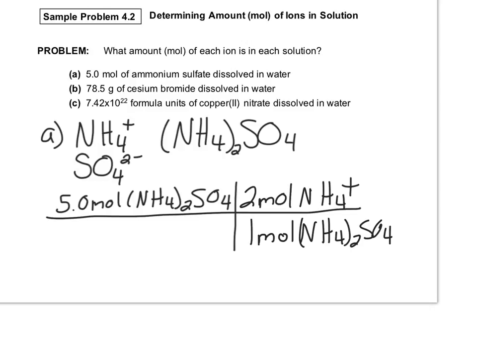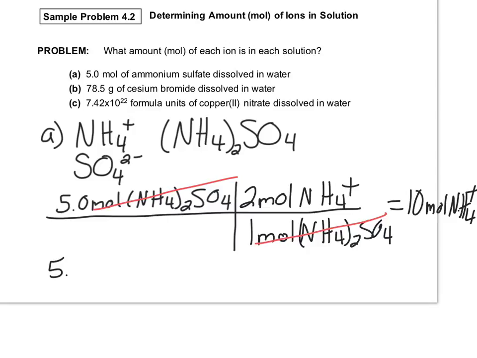All right, let's check our units here. I've got moles of ammonium sulfate divided by moles of ammonium sulfate. They're going to cancel out and equal 1. And now I can say 5 times 2, which would be 10 moles of ammonium, NH4 with a plus charge. Okay. And now I'm going to do the same thing for the sulfate, right? So that's the first part of the question. I've answered how many moles of that first ion, the ammonium.